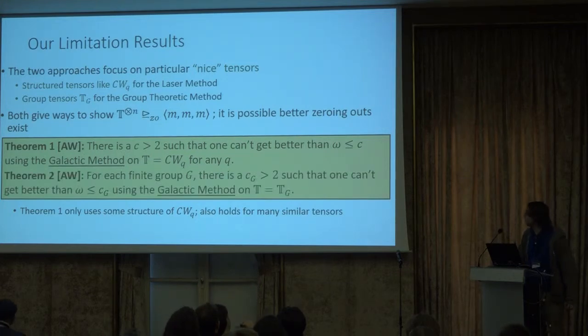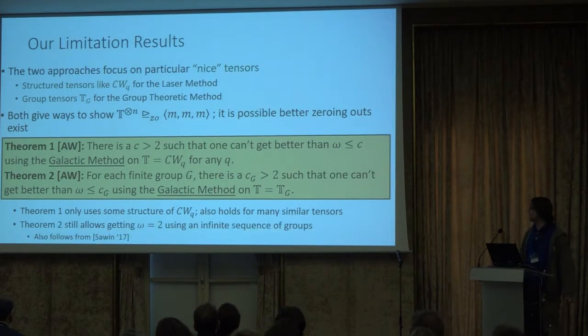We also prove a similar type of thing about group tensors. For any fixed group, there's a constant bigger than 2 such that you can't beat that constant using the group tensor and the galactic method. I don't really have time to tell you much about this, but I want to tell you two quick notes. The first is that theorem 2 doesn't completely rule out using group tensors to get omega equals 2, because it's a different constant for each group. So you could try to find a crazy sequence of groups where these constants converge to 2 and possibly still use this type of approach. Another note is that after we wrote our paper, we found another paper by Sawin who actually proved the same type of thing about group tensors. So this type of general limitation was known about them before.